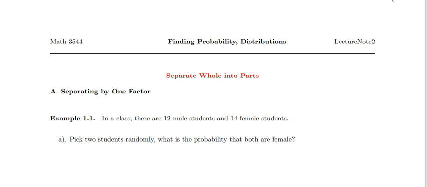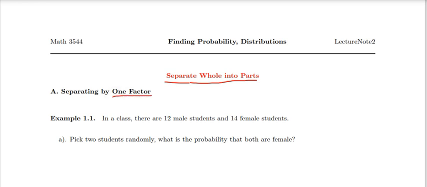So the basic idea is just split the whole into parts. Then we can have those probability questions. What is the chance from this part? What is the chance from that part? So split the whole into parts. We can split all by one factor.